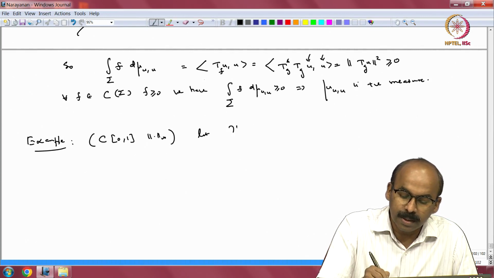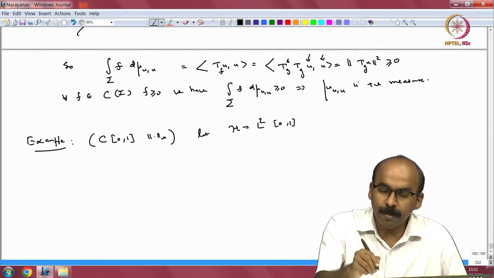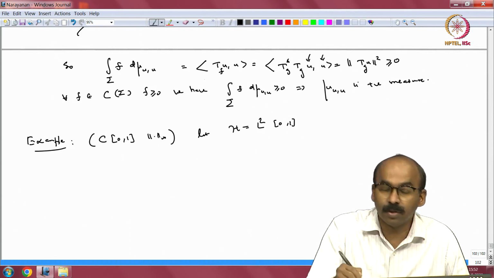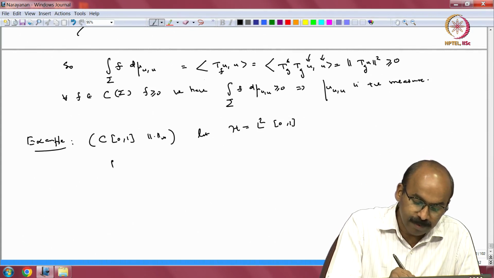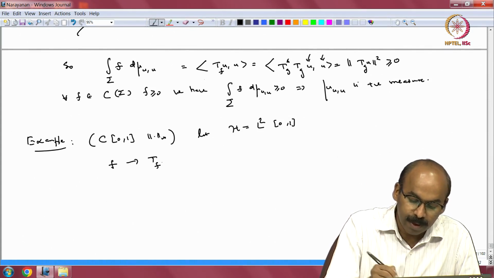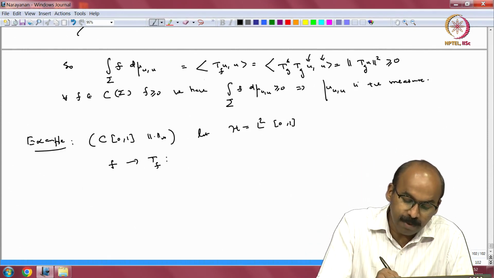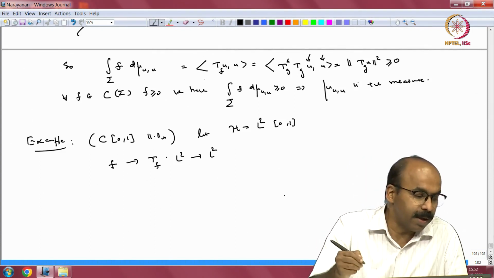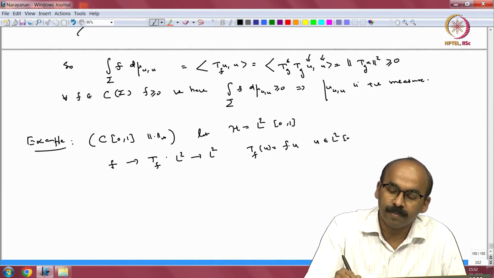Let H be equal to L2[0,1], right, with respect to the Lebesgue measure. So, forget about the Gelfand transform and so on. I just want to show you how some of these things look here. It is actually the Gelfand transform, but we will not bother about it right now, okay. Look at f going to T sub f. Well, T sub f is going to be a bounded operator from L2 to L2, okay. How is it? It is multiplication by f, okay. So, T sub f acting on u equals f times u, where u is in L2[0,1], okay.